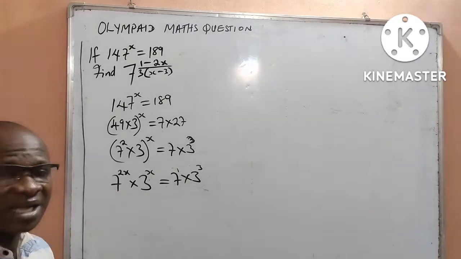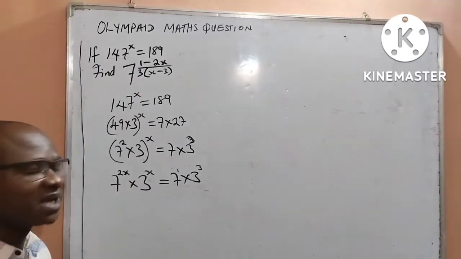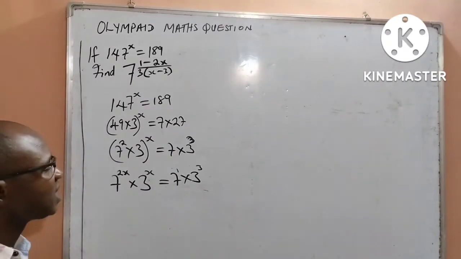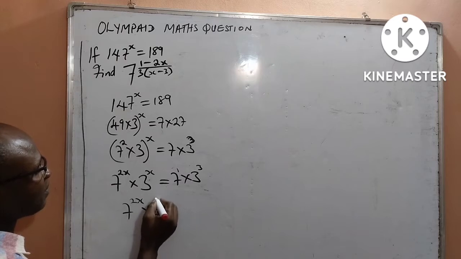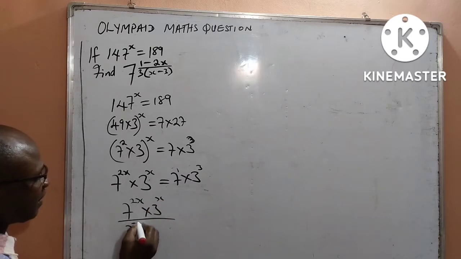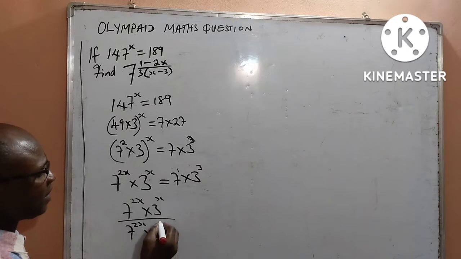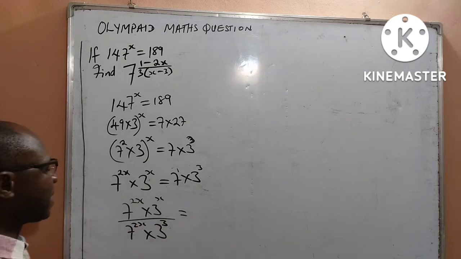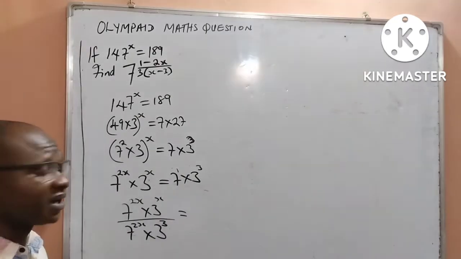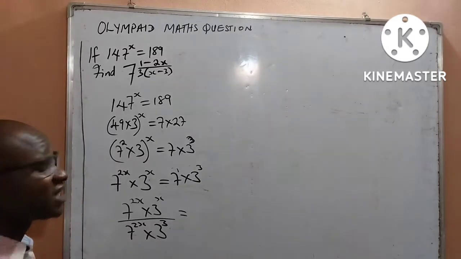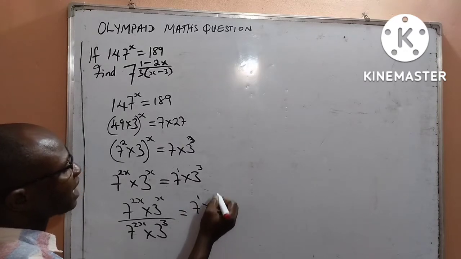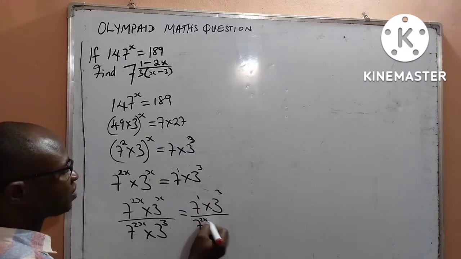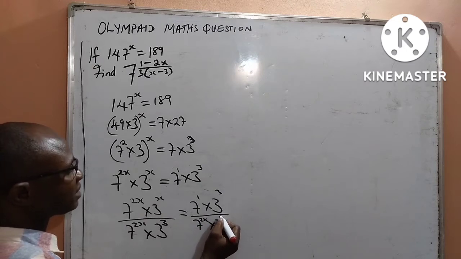I want to factor it such that 7 will be on one side and 3 on the other side. To achieve that, I will divide both sides by 7 raised to the power 2x multiplied by 3 raised to the power 3, in order to factor 7 to one side and 3 to the other side. So on the right hand side, I will have 7 raised to the power 1 times 3 raised to the power 3 divided by 7 raised to the power 2x multiplied by 3 raised to the power 3.